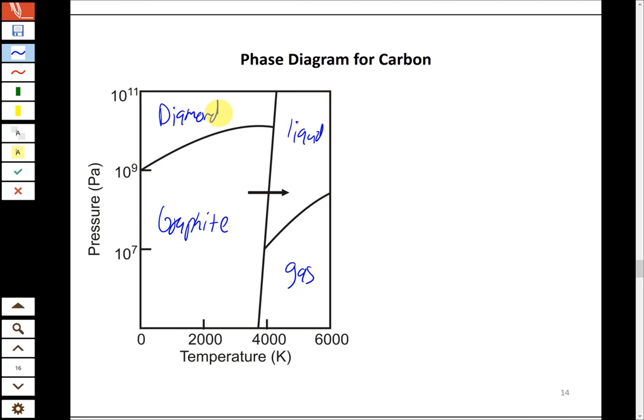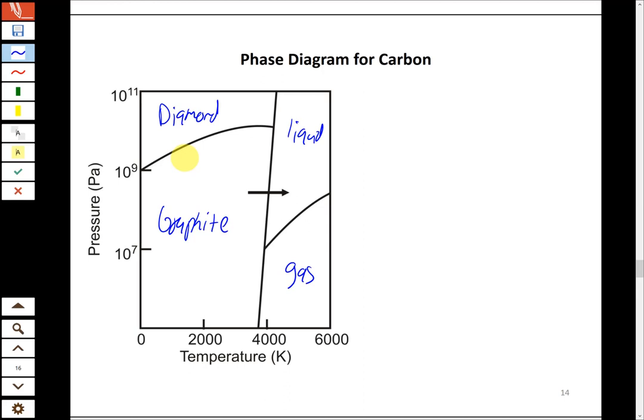All right. And so that's just an example of a phase diagram that has 2 solid phases, just to be aware that that's a possibility. You wouldn't have to know which of these is diamond, which is graphite. We're not expecting you to know that kind of level of detail, but just be aware that 2 solid phases or more than 2 solid phases is possible.